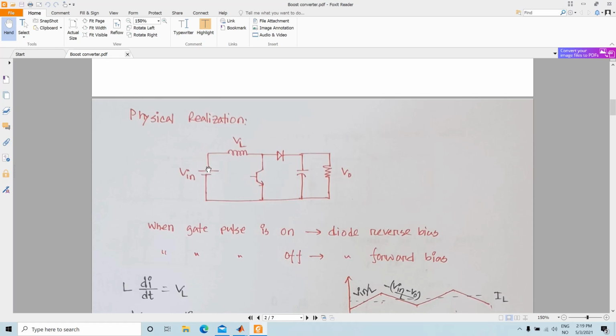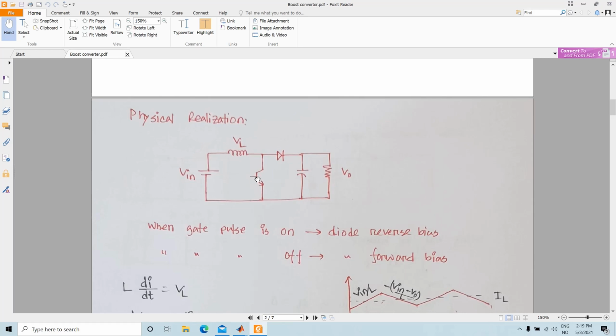So when we give a gate pulse here, that means at that time this switch is on. So basically during that time the voltage at this point is lower than your output voltage, and the diode is reverse biased. As a result, this is open circuit, and we will have a current flow through the inductor, and the output voltage here will be fed from the capacitor.